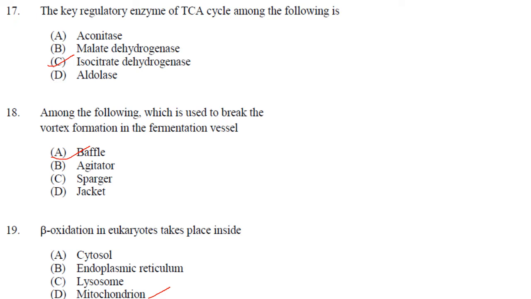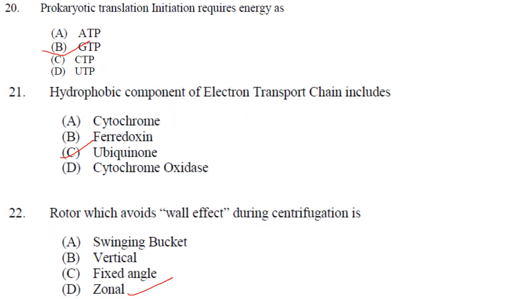The next one. Beta oxidation in eukaryotes take place in. So beta oxidation, it take place in the mitochondrion. Answer is option D. Then next one. Prokaryotic translation initiation requires energy as. So it requires energy in the form of GTP. Answer is option B.